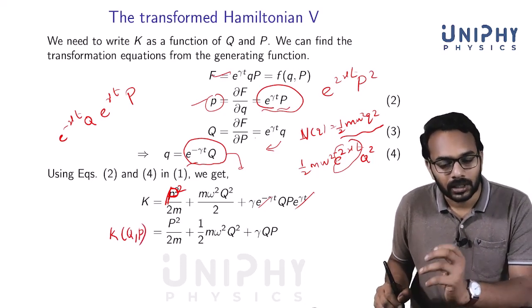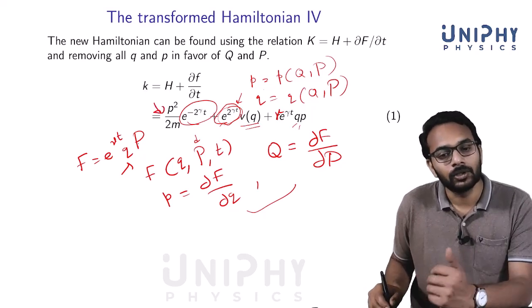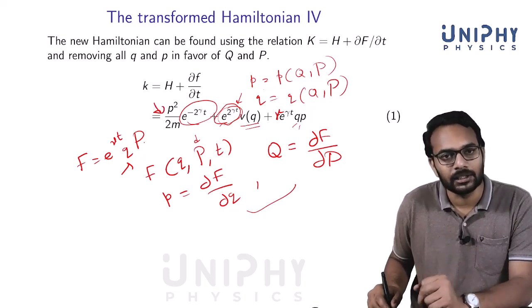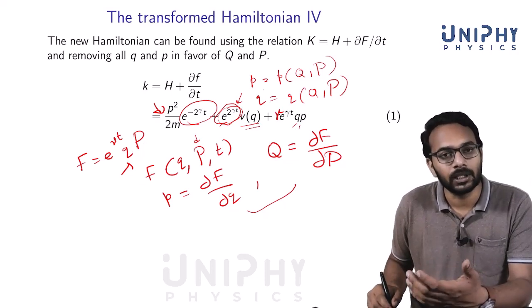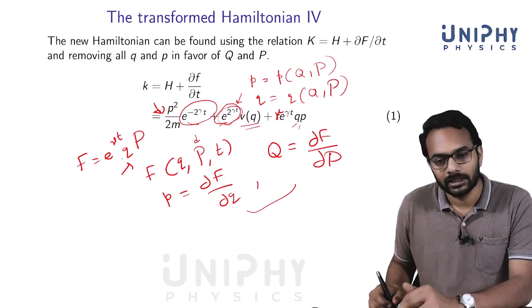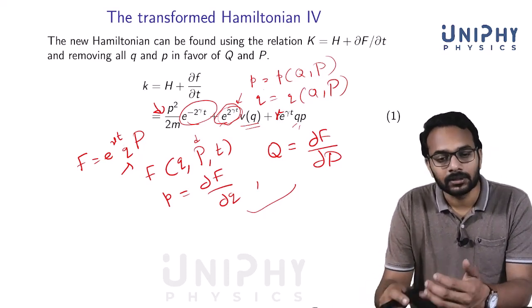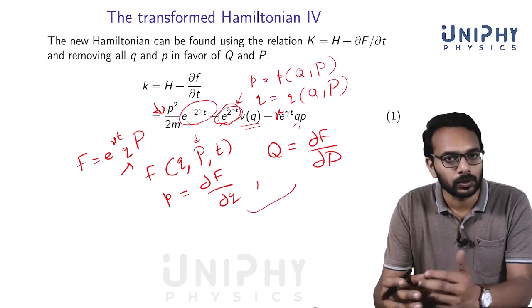A common mistake that people may make is to stop at this point. Don't stop at this point. Always write the new Hamiltonian in terms of capital Q and capital P, the transformed coordinates and momenta. That's it. It's not a very difficult kind of problem. It's easy. So if such problems are asked, you know what to do.